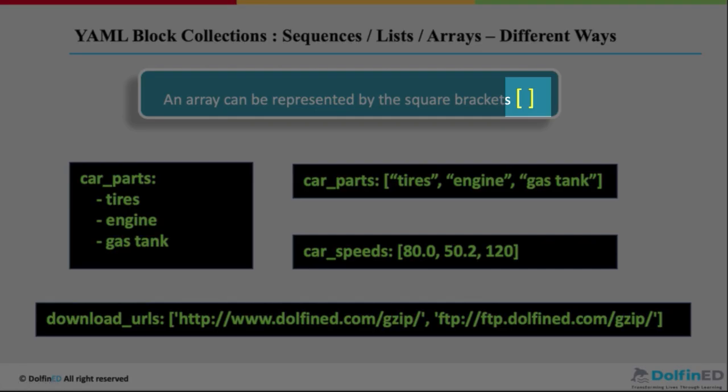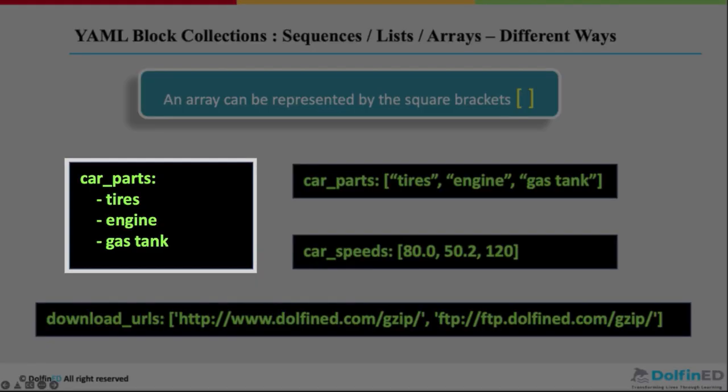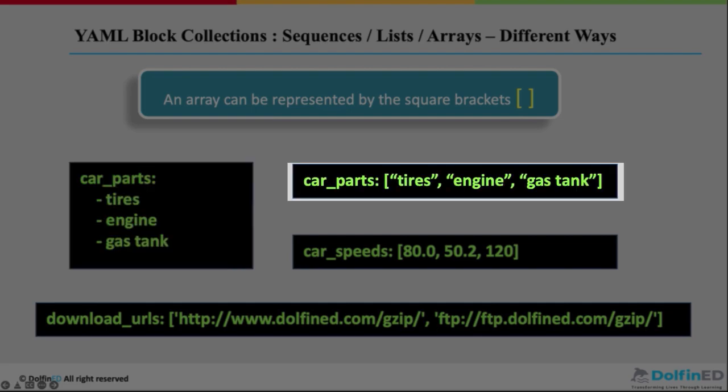We can use square brackets with arrays or with lists and sequences as well. So how would we do that? If I want to represent this on one line as an array, I can do car parts, the same thing here. And then between square brackets, I'm going to double quote each one of these and separate them by a comma and a space. So tires, then comma, space to the right, engine, comma, space to the right, and then gas tank.